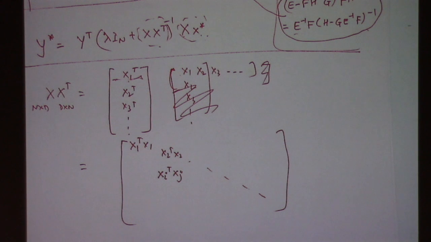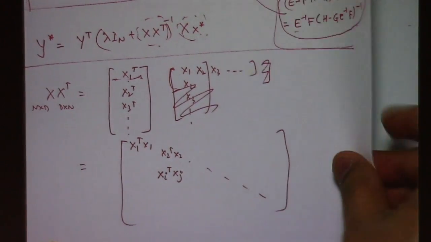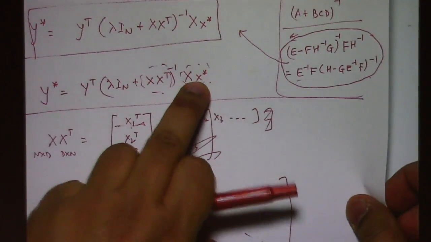This is the part that you need to be clear on, but it is fairly easy to understand if you take an example and work it out. And then the other place where x occurs is this x star. So let's look at that as well.